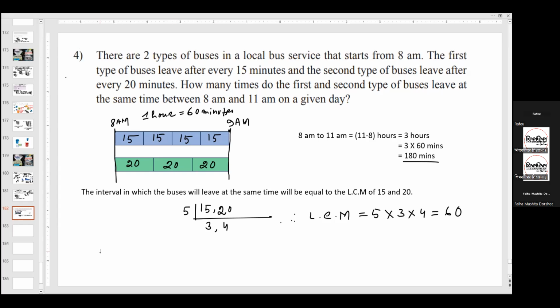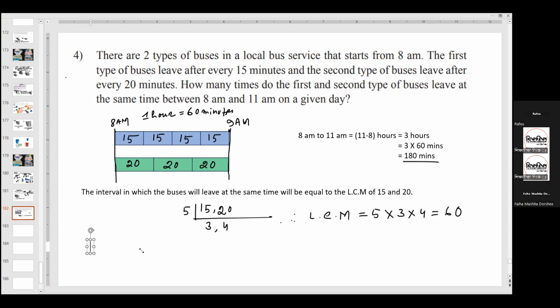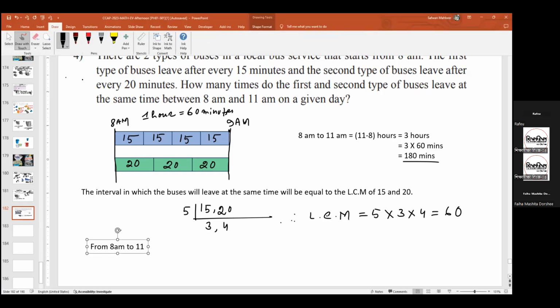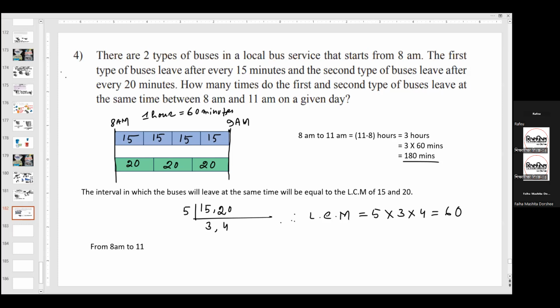Sir, 3 times or 2 times? Okay, let's see. I think 2 times, because it said between 8 a.m. and 11 a.m. So at 11 a.m. they will leave together, but it won't count because it said between, not from.